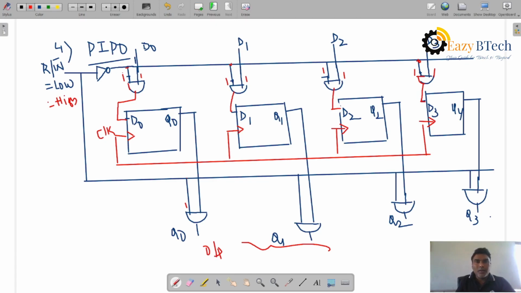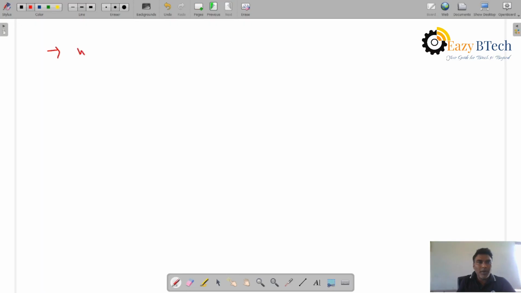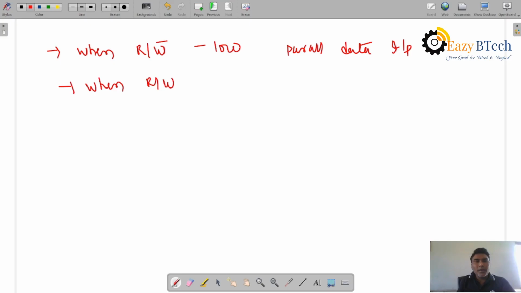So when read write complement is low, the parallel data is taken as parallel data input. When read write complement is high, the parallel data output is taken.